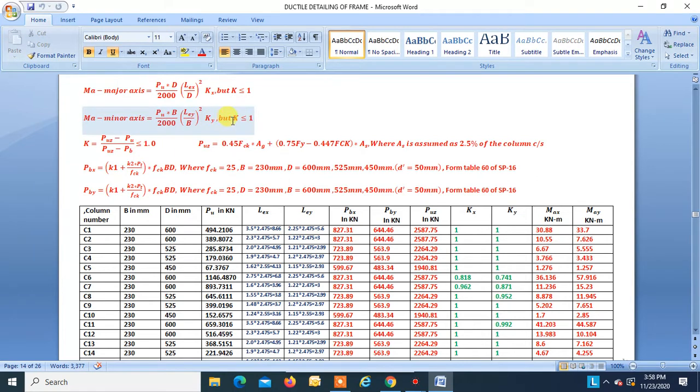Now K is found by this formula: PUZ minus PU divided by PUZ minus PB. PUZ is the maximum ultimate compression force that the column section can carry, which can be found by this formula, where AS is taken as 2.5%. We are assuming the steel to be 2.5% in each column section.